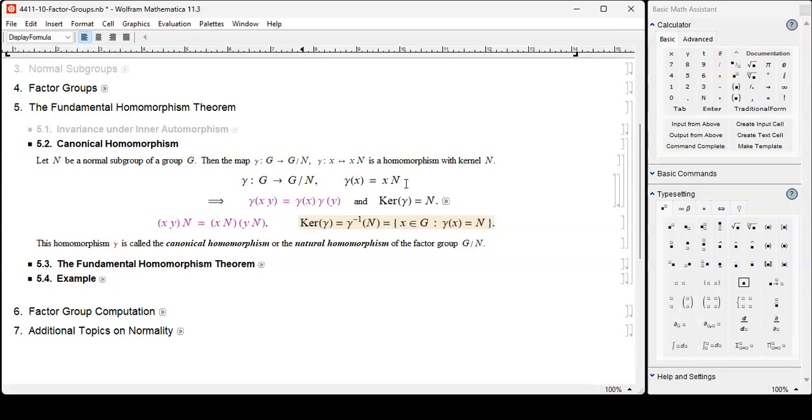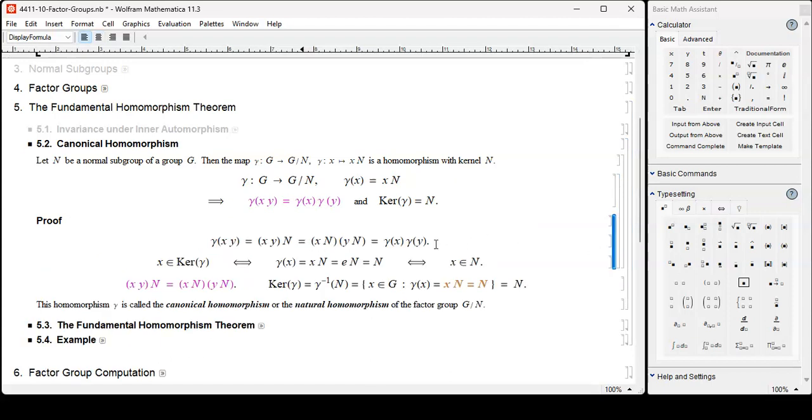But then again, what is gamma of x? Well, it's defined as xN. So xN is equal to N. When does this happen? That's an argument that is quite conspicuous. When does that happen? That happens when x belongs to N.